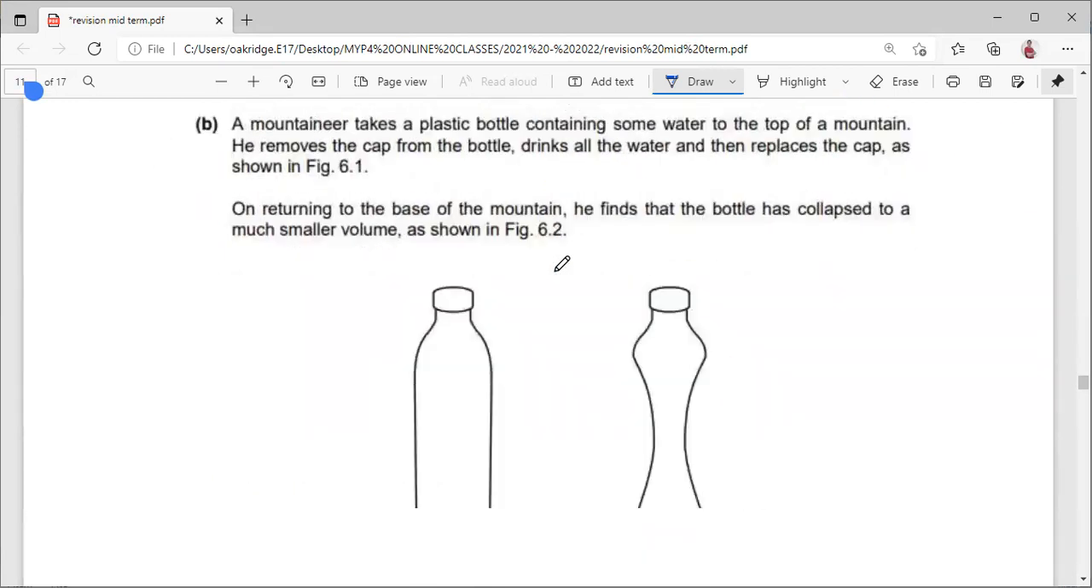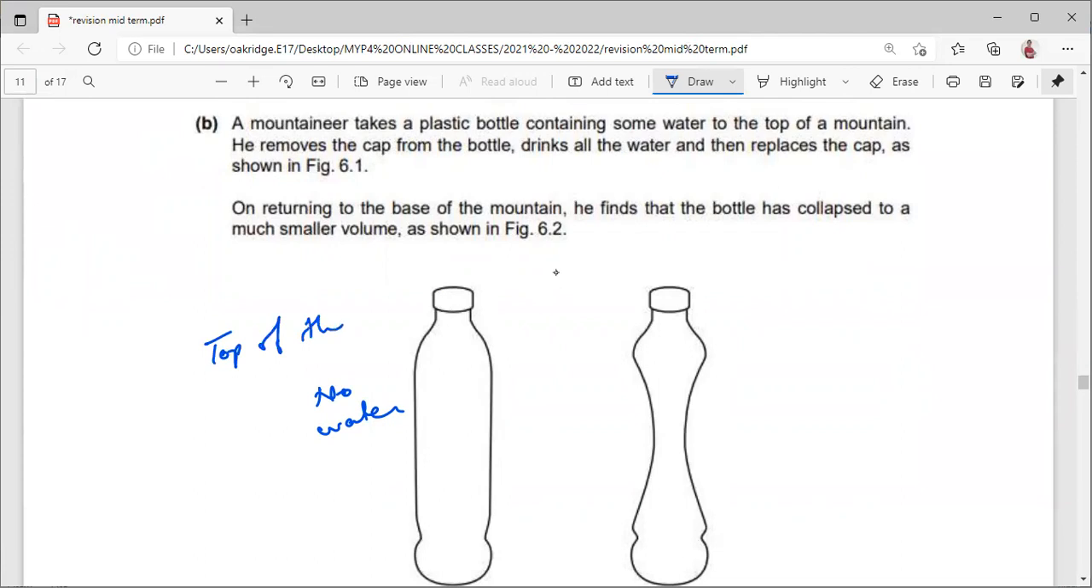Then a mountaineer takes a plastic bottle containing some water to the top of a mountain. He removes the cap from the bottle, drinks all the water, and then replaces the cap, as shown in figure 6.1. Okay, there's no water in this. So there's no water. And where was this done? This was on the top of the mountain. Top of the mountain. Okay.